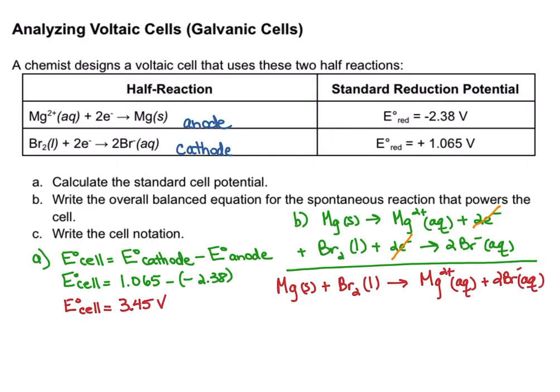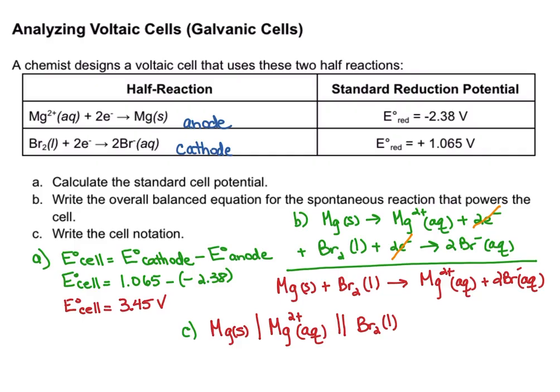All right, and for part C, we're asked to write the cell notation. The cell notation has a very specific notation, and the anode has to be written on the left, the cathode has to be written on the right. We said that the magnesium half reaction is our anode, so take a look at our balanced overall equation. We started off with magnesium solid. We show a vertical line to go to magnesium 2+. Don't forget your phases. Then we have a salt bridge, and then we have bromine liquid.